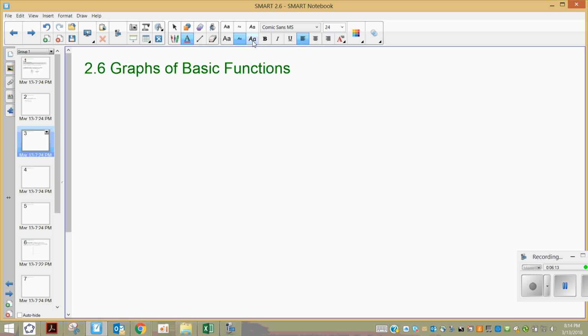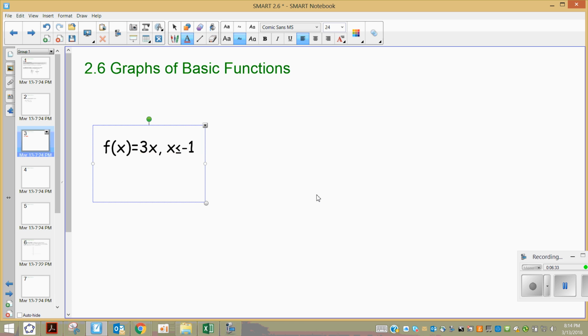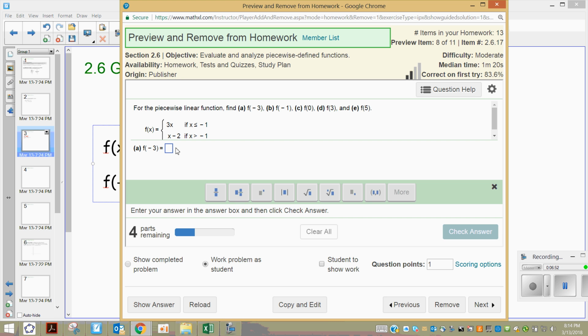f of x is equal to 3 times x when x is less than or equal to negative 1. So f of negative 3 is equal to 3 times negative 3, which is equal to negative 9. Okay, so that is the reason that this answer just has to be right, negative 9.